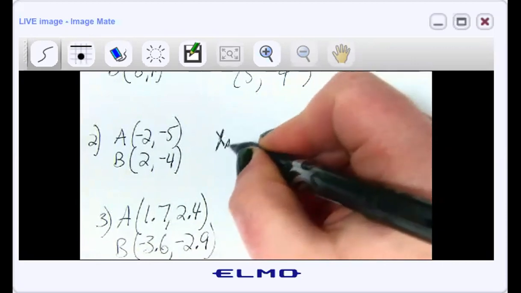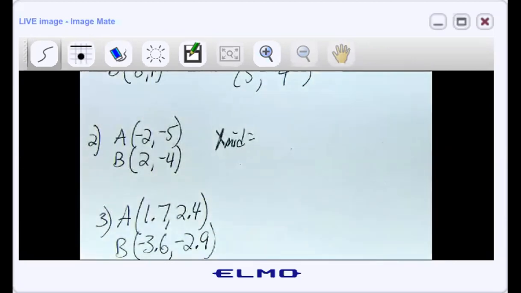So what did you get as the ordered pair? Or at least give me the x value. What's the x coordinate of the midpoint? So what's the x value of your answer?